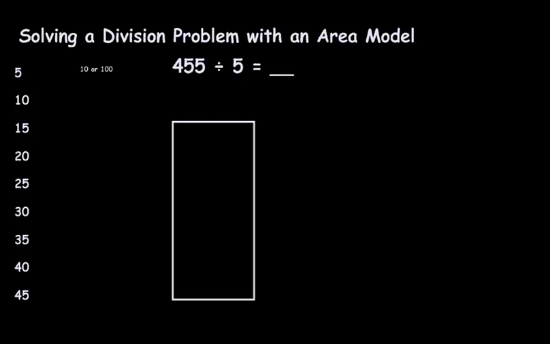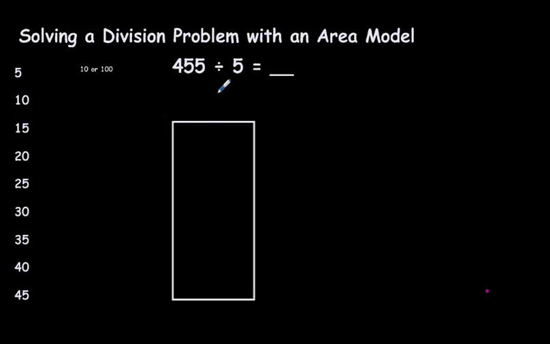All right, so we're going to solve this problem, 455 divided by 5, using an area model. Now, 455 is my dividend, 5 is my divisor, and this is our area model. The great thing about area models is we can solve it using several different ways, and it doesn't have to all look the same.